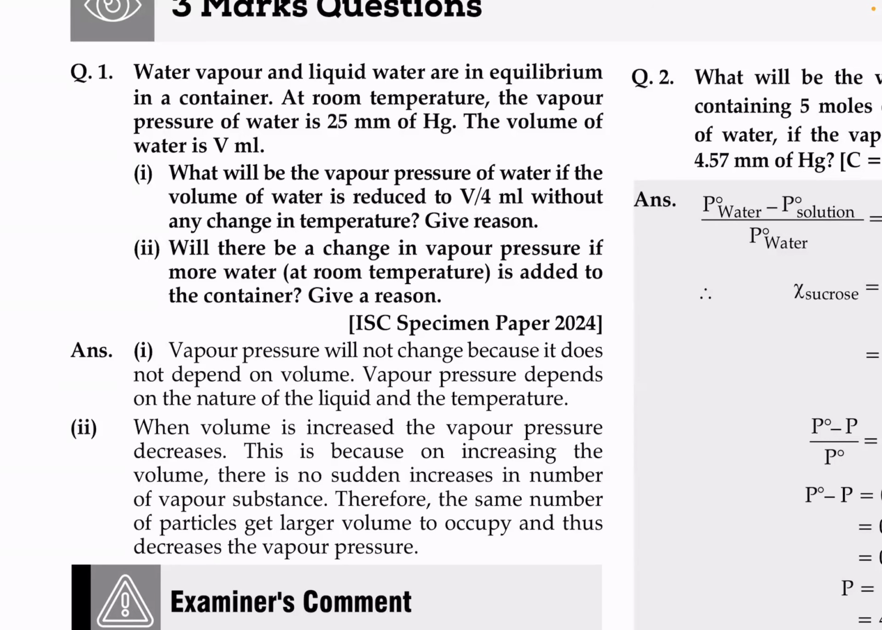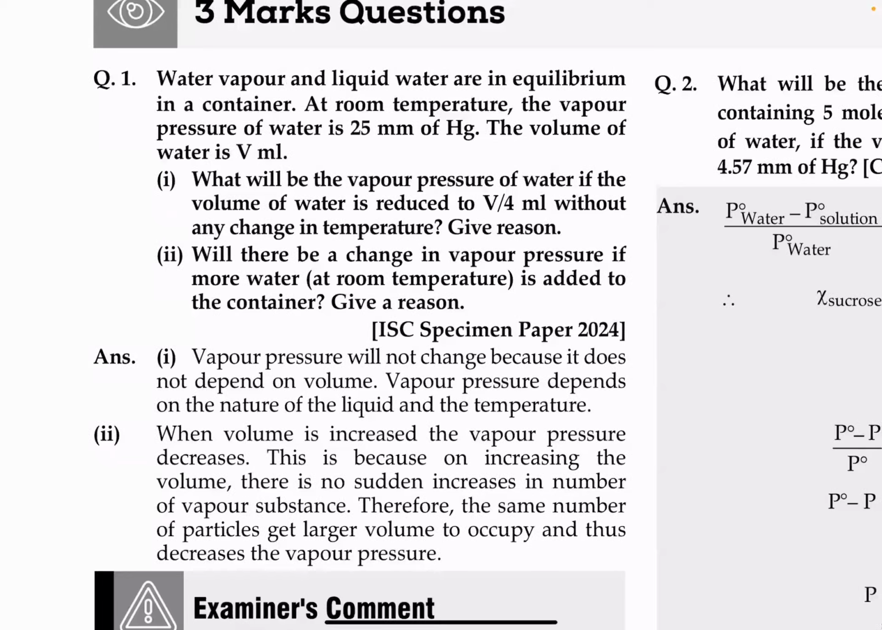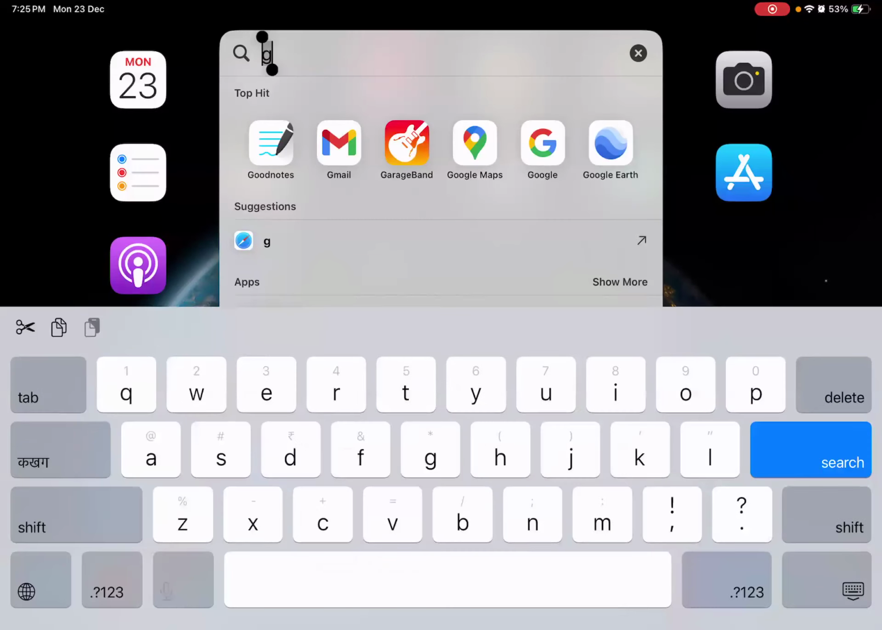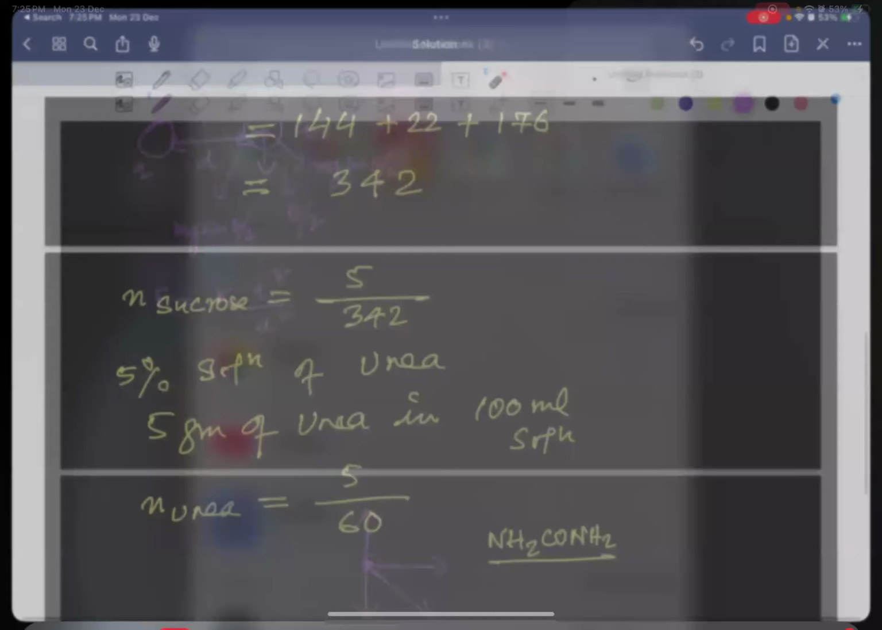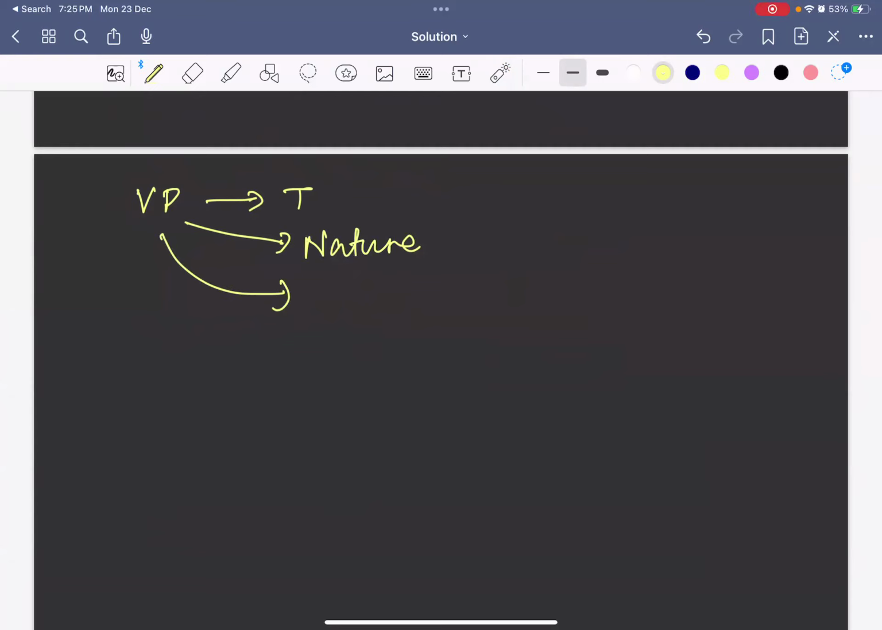You see, vapor pressure of any liquid depends on many factors. What are those factors? Vapor pressure of a liquid depends on temperature. It also depends on the nature of the liquid, whether the liquid is volatile or not. Vapor pressure of a liquid also depends on impurities. But it doesn't depend on the volume of liquid, isn't it?